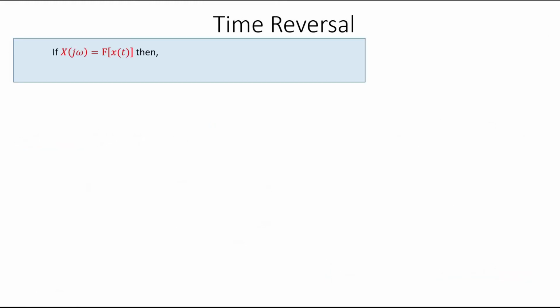Next property is time reversal. It means if you have the signal x of t and the Fourier transform of that signal x of t is x of j omega, then the time reversed signal x of minus t has the Fourier transform x of minus j omega.